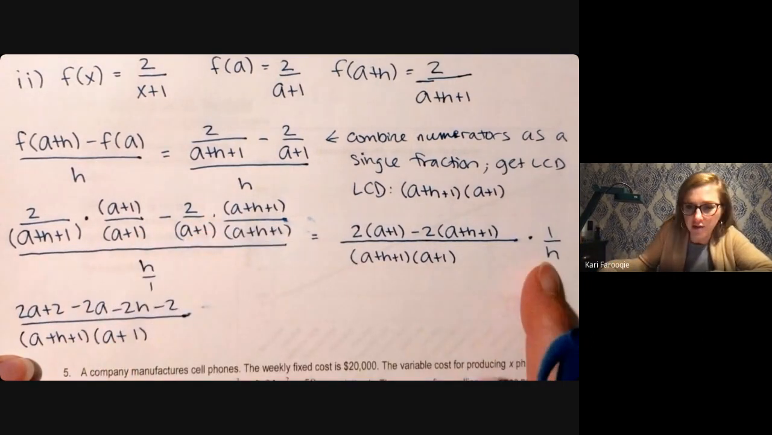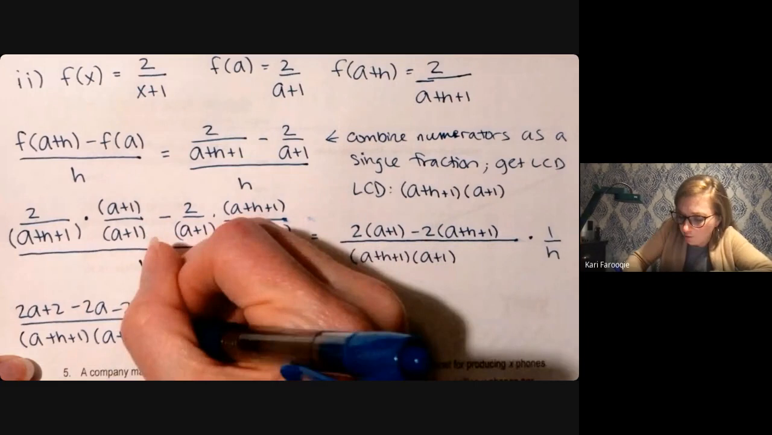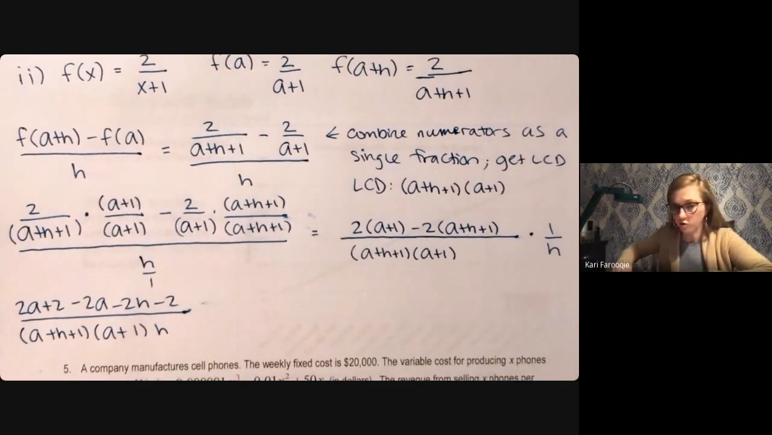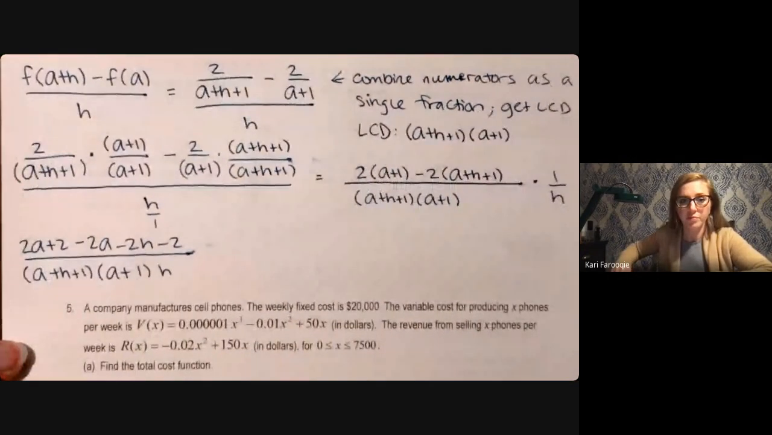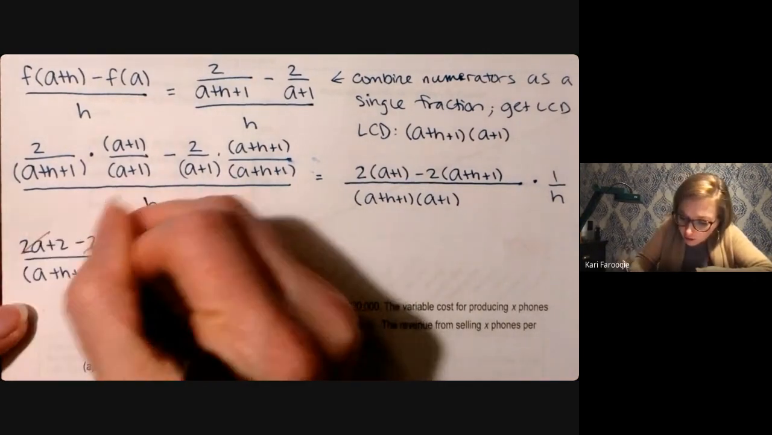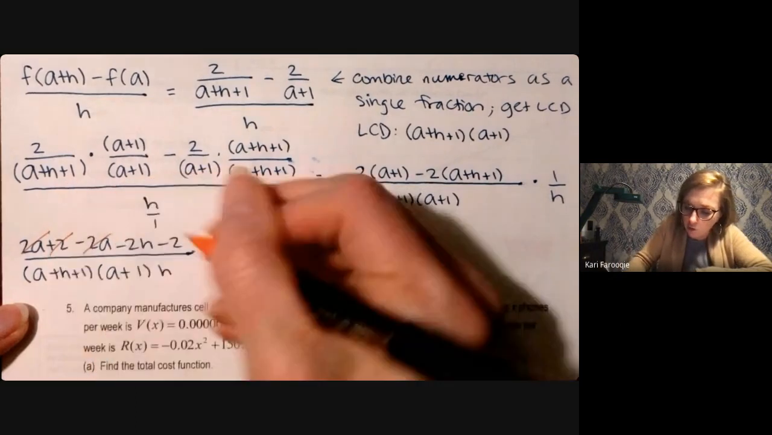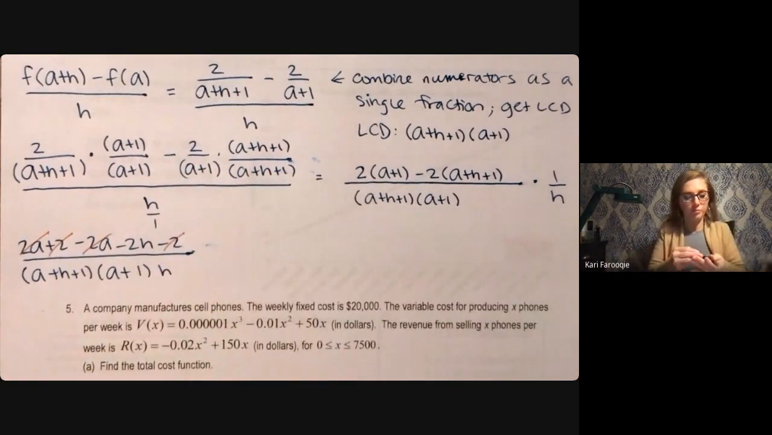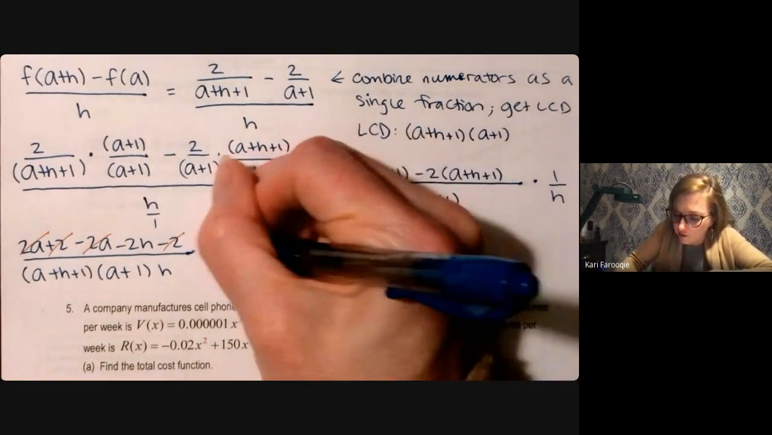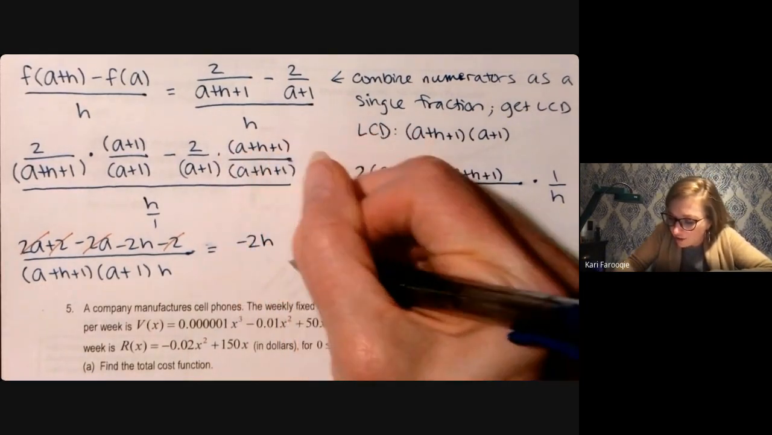And then I have this h here. I'm just multiplying, so I might as well just move it into this denominator. If I'm multiplying, I can just multiply across. And then we'll just simplify whatever we can. So I have a 2a and a minus 2a. And then we have a 2 and a minus 2. Now, when I rewrite this, you're going to notice that we're going to get an h that's going to cancel out. But I'm going to wait on that.